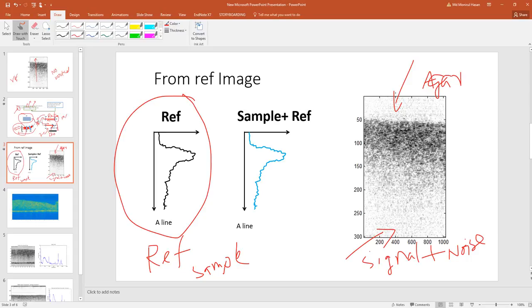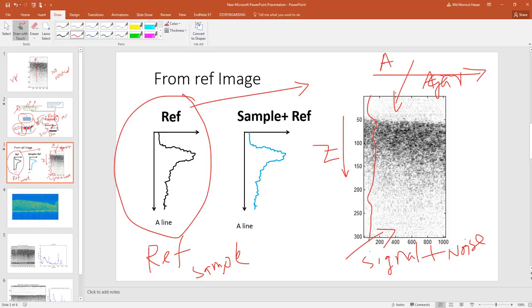One way to subtract the noise is this: as this is the depth profile of the reference arm noise, we can subtract this depth profile from every A line. This is one A line, so we can subtract this depth profile from each A line starting from 1. In this direction is the A line, and this is the direction of depth. So we can subtract the reference arm data from all the A lines. This is one way to do that.